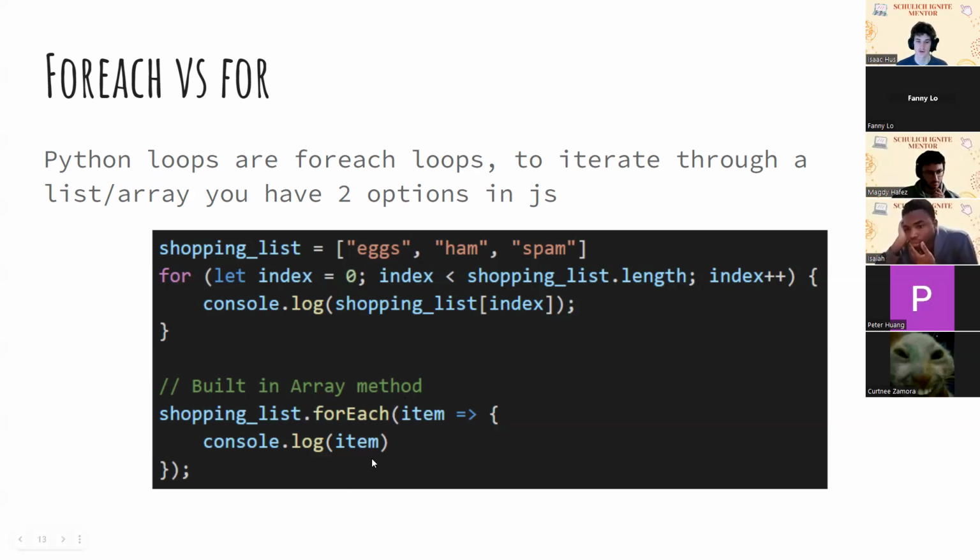So this code here, and then this console.log, we haven't touched on that. That's your print statement. And I'll show you an example of that once we get to that. But yeah, array forEach, and then item, this will print out eggs, ham, and spam because it's looping through that array. Yeah, and then we see up here, we can still do the for loops, but this just makes it easier for us.